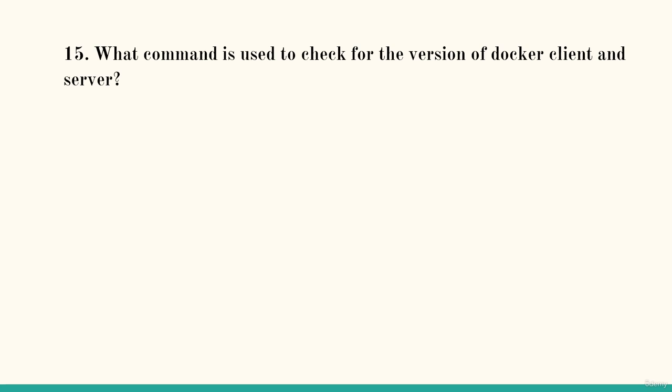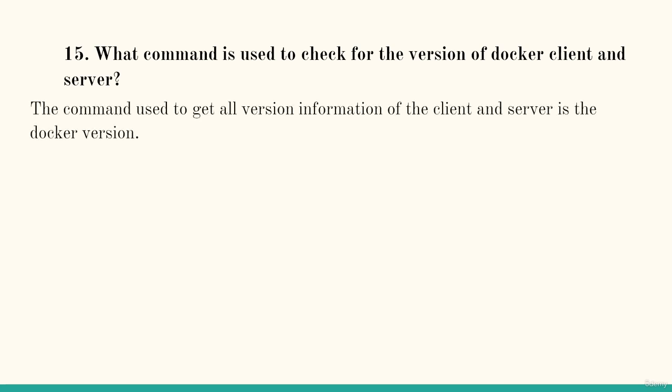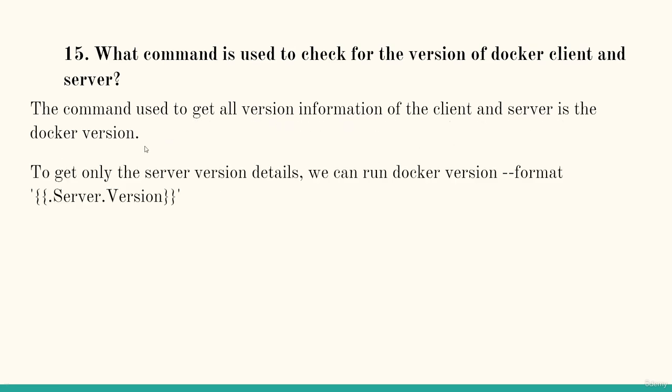What command is used to check for the version of Docker client and server? The command to get all the version information of the client and server is docker version. So to get only the server version, we can run docker version --format, as you can see, with a single quotation and braces, .Server.Version.